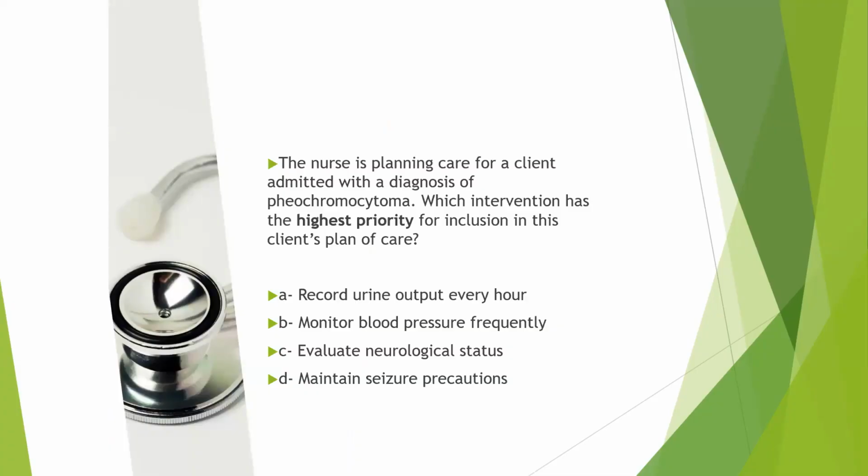A nurse is planning care for a client admitted with a diagnosis of pheochromocytoma. Which intervention has the highest priority for inclusion in this client's plan of care? Is it A, record urine output every hour? B, monitor blood pressure frequently? C, evaluate neurological status? Or D, maintain seizure precautions.